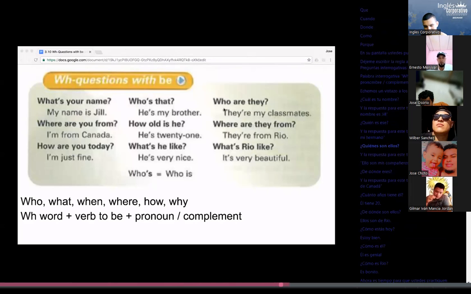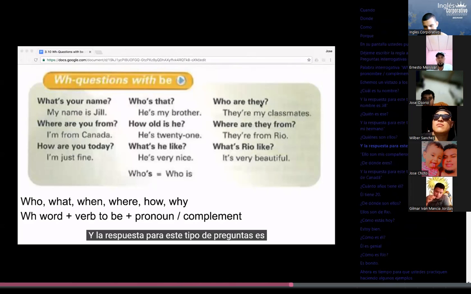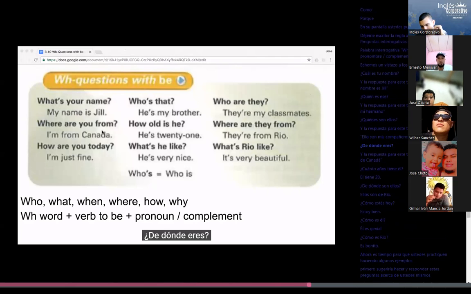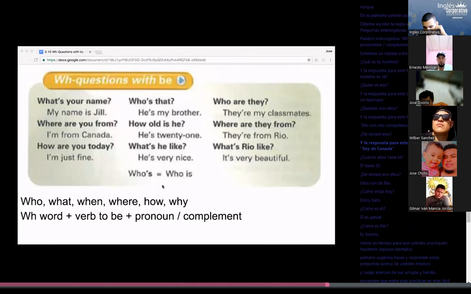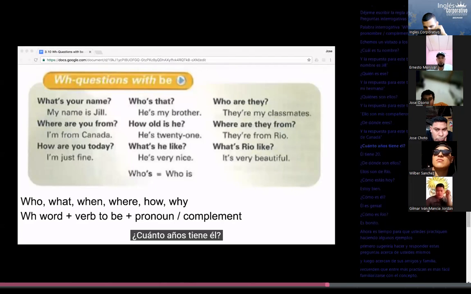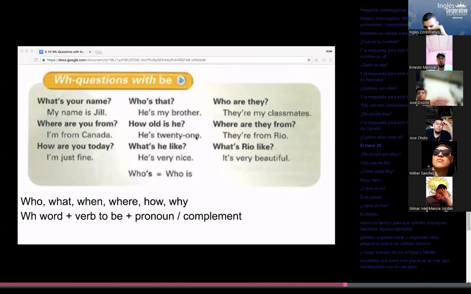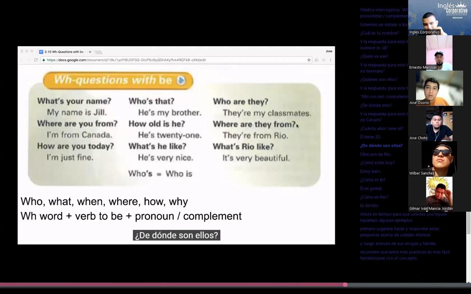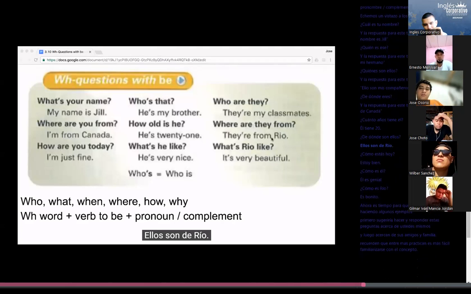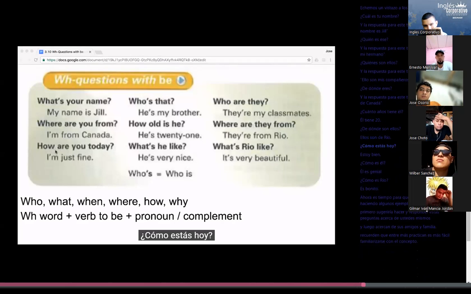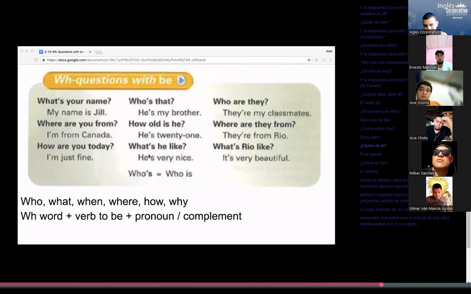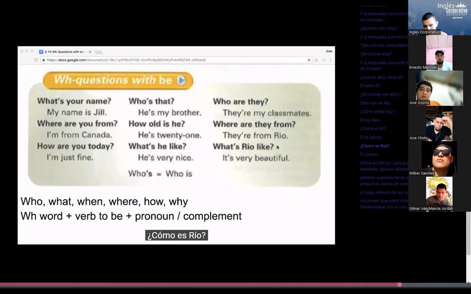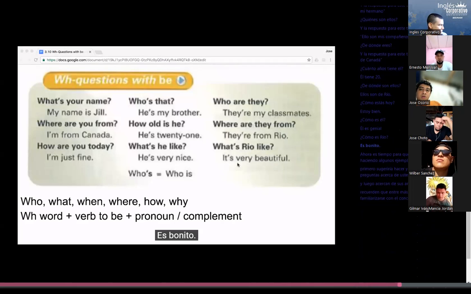Who are they? And the answer for that type of question is, they're my classmates. Where are you from? And the answer for that type of question is, I'm from Canada. How old is he? He's 21. Where are they from? They're from Rio. How are you today? I'm just fine. What's he like? He's very nice. What's Rio like? It's very beautiful.